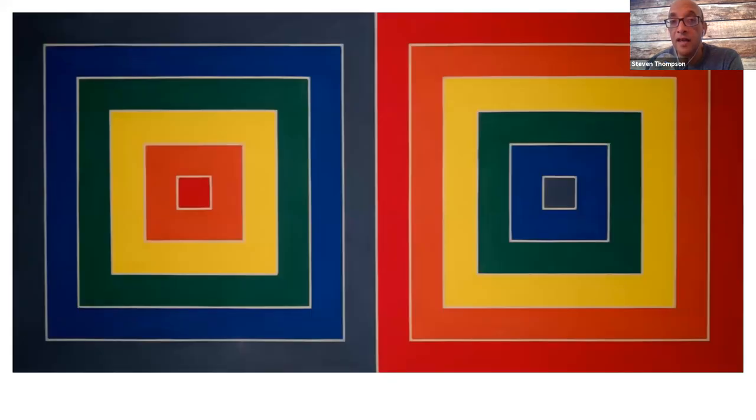Okay, here is a famous painting done by Frank Stella, and you can see it has squares, and each square goes from smaller to larger. And each square is painted in a different color.